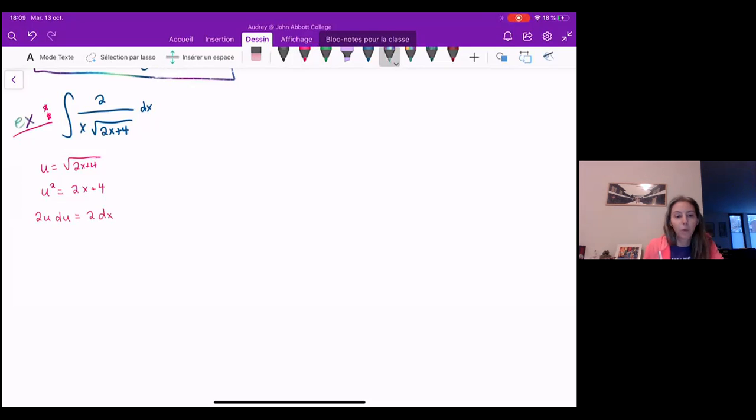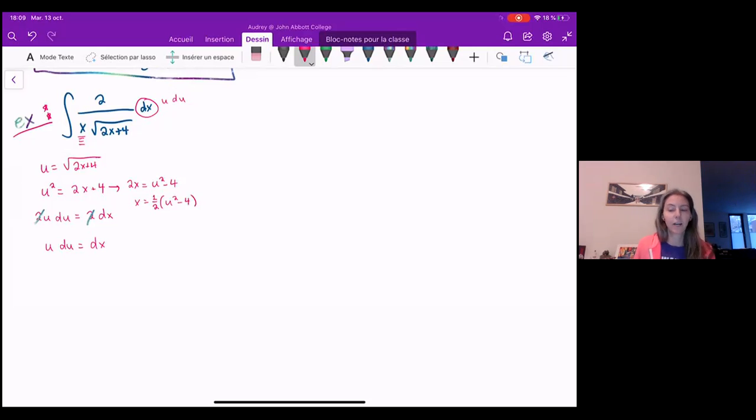Now I have a 2 on both sides, so I can actually cancel out those 2's. So I'll have u du is equal to dx. That dx right there is just getting replaced with u du. Now, note that I also have an x right there, so I'm going to need to solve for x, doing my reverse substitution, so that I can replace everything in the integral. What does x equal? Well, 2x is u squared minus 4, so x is equal to 1/2 times u squared minus 4.